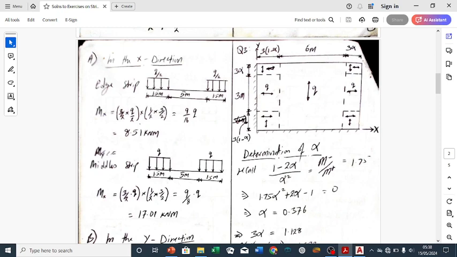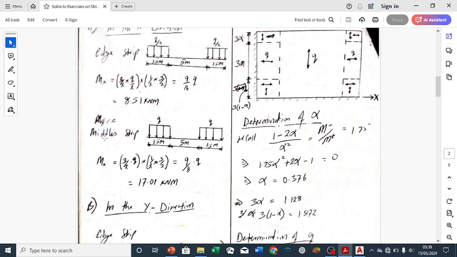So the whole of this bracket is for the distance between where you place the point load and where you are taking moment. If you do that, you have that the answer is what? 9 over 16 Q. And when you do that, the moment is 8.51 kilonewton meter. That is in the x direction H strip.